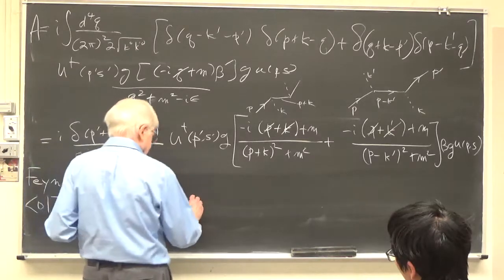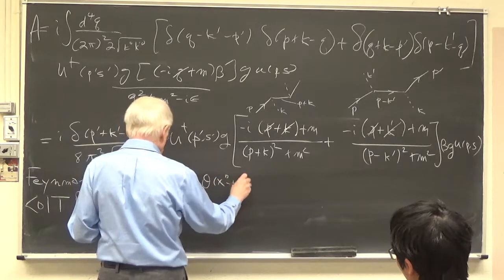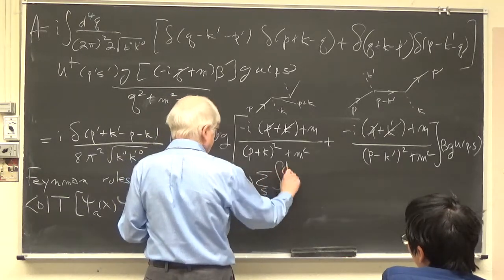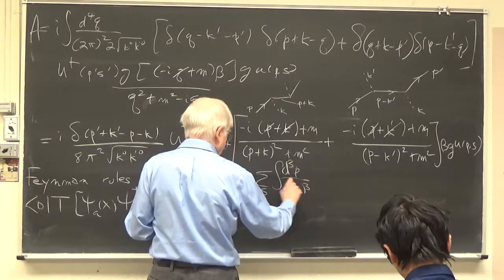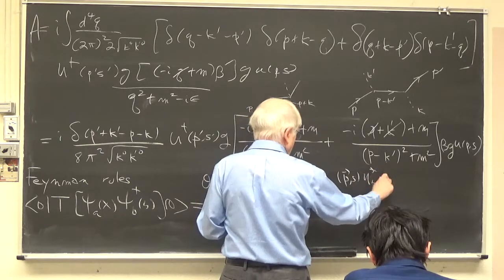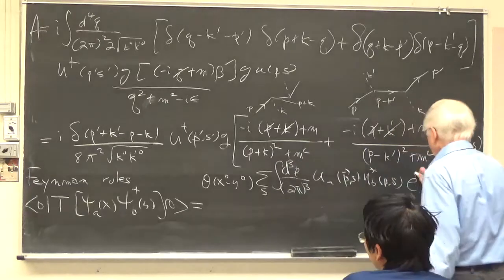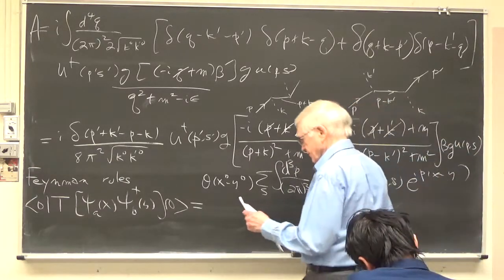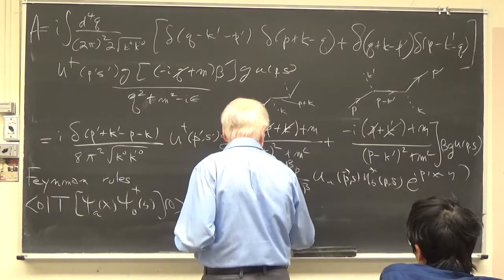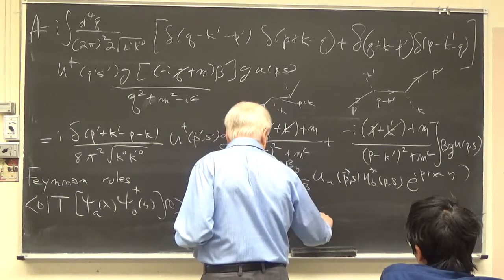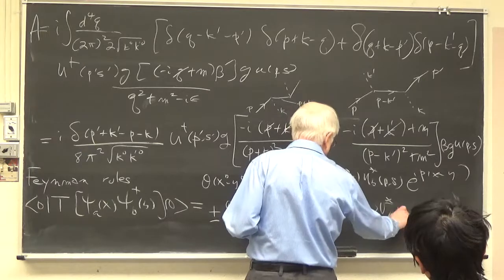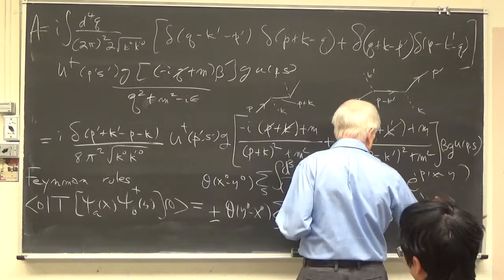And this is theta of x0 minus y0, and it's a sum over s, an integral d³p over (2π)³, u_A of p and s, u_B star of p and s, e to the i p·(x minus y), plus or minus theta of y0 minus x0, sum on s, integral d³p over (2π)³, v_A of p and s, v_B star of p and s, e to the i p·(y minus x).